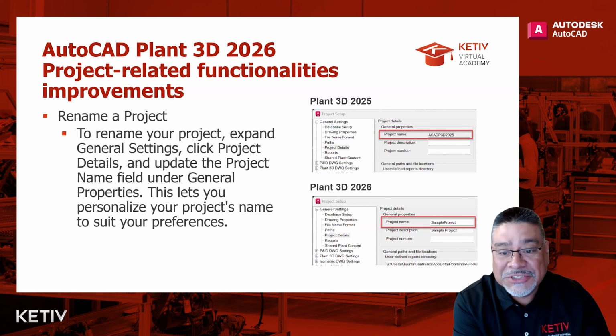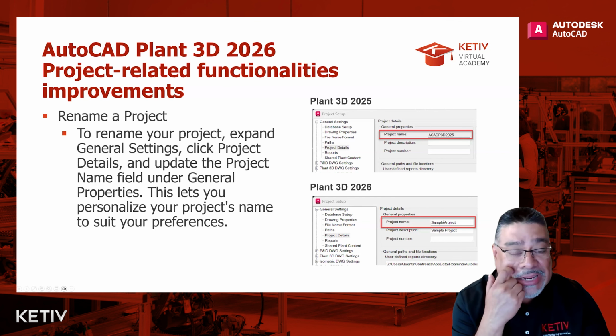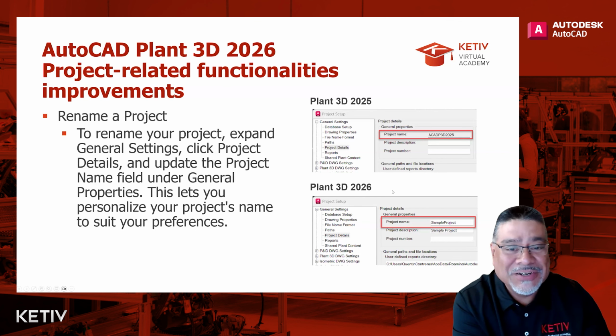So now, when you go to the project setup, to the general settings and project details, this is enabled, to where you can actually change the project name. So pretty handy. That's been asked for over the years, and they finally incorporated that into one of the latest updates, or should I say releases, for users to be able to do that. So I like that one. I've been wishing for that for a while, and now it's there. So it's a good thing on the Plant 3D side.